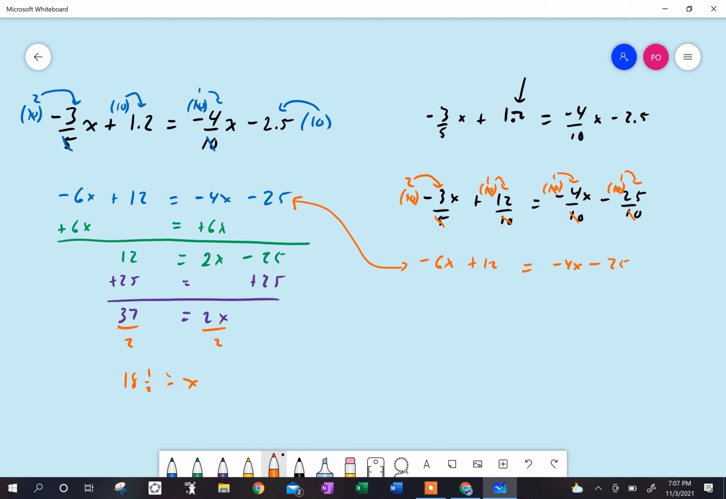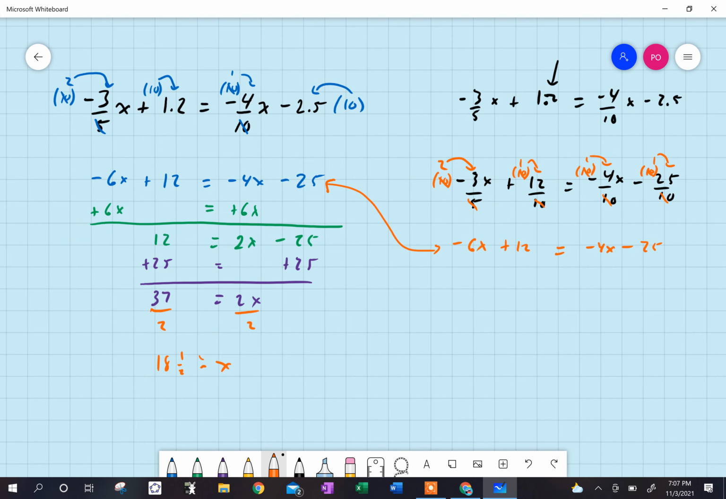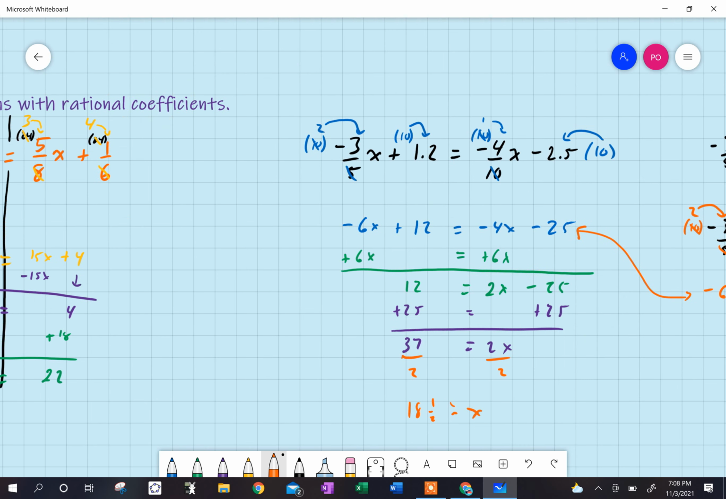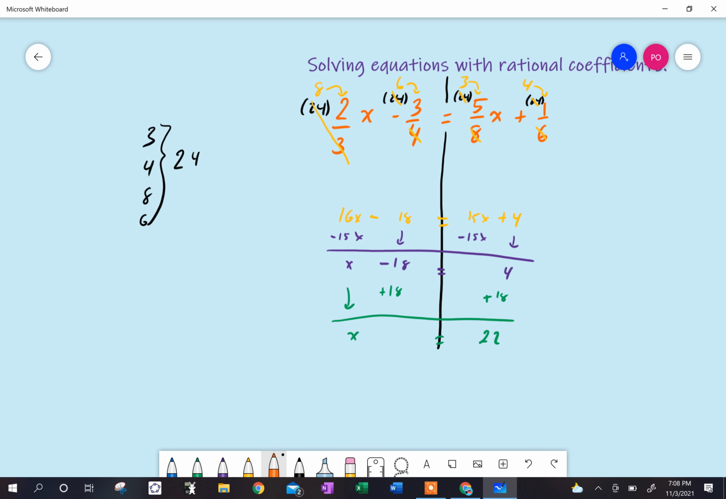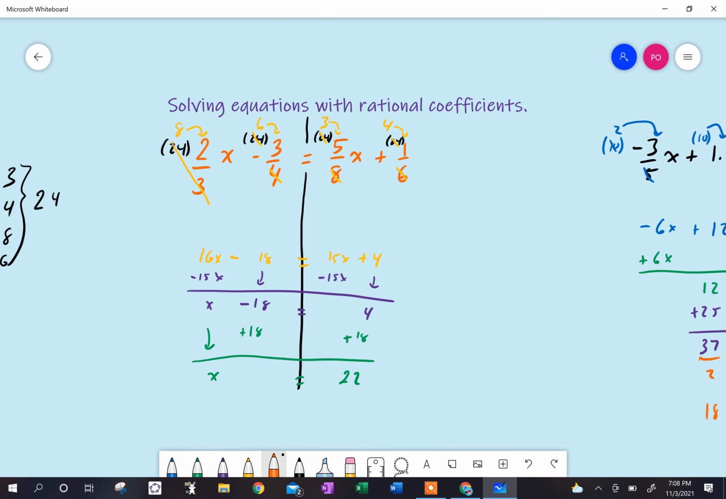So that's it. Basically, find the lowest common multiple of all of your denominators, and then multiply each term by the lowest common multiple. And that will eliminate all of your denominators. And you can proceed as usual.